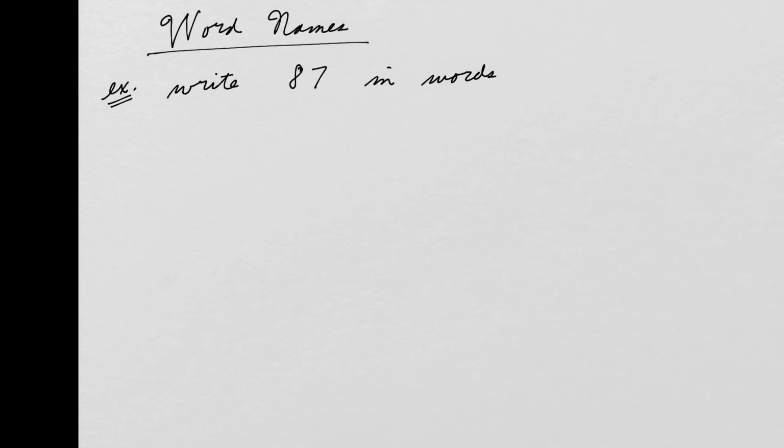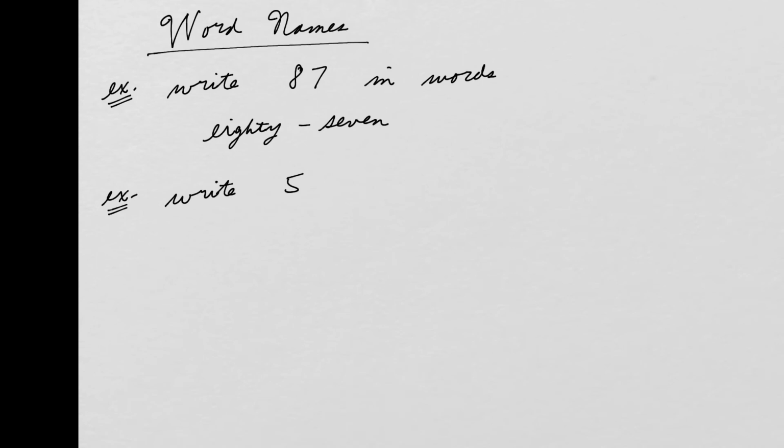So how do we do that? Well, it's almost obvious, right? So 87, I would simply write as 80 dash and then 7. Okay, let's do something a little harder. Let's say I want to write this in words. So here's my number.